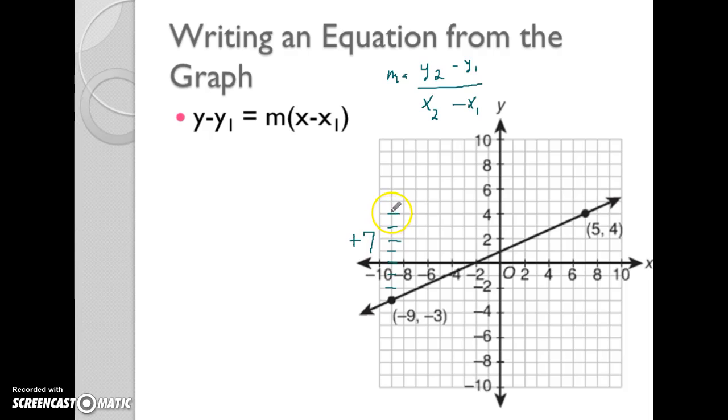Now if I count over until I hit that other point, from here to here is 1, 2, 3, 4, 5, 6, 7, 8, 9, 10, 11, 12, 13, 14, 15, 16. So that was an increase of 16. So we would say that the run was a positive 16. So our slope, the number that we're putting in for m, is a positive 7/16.